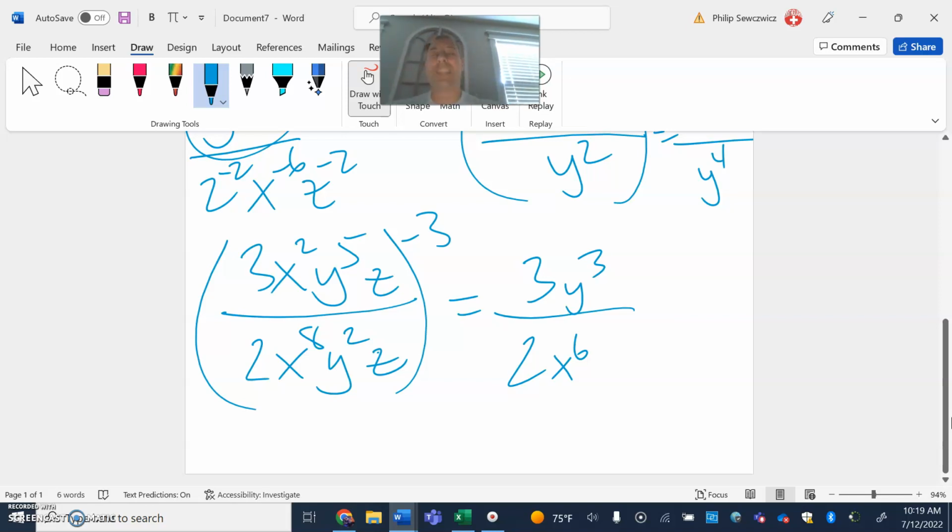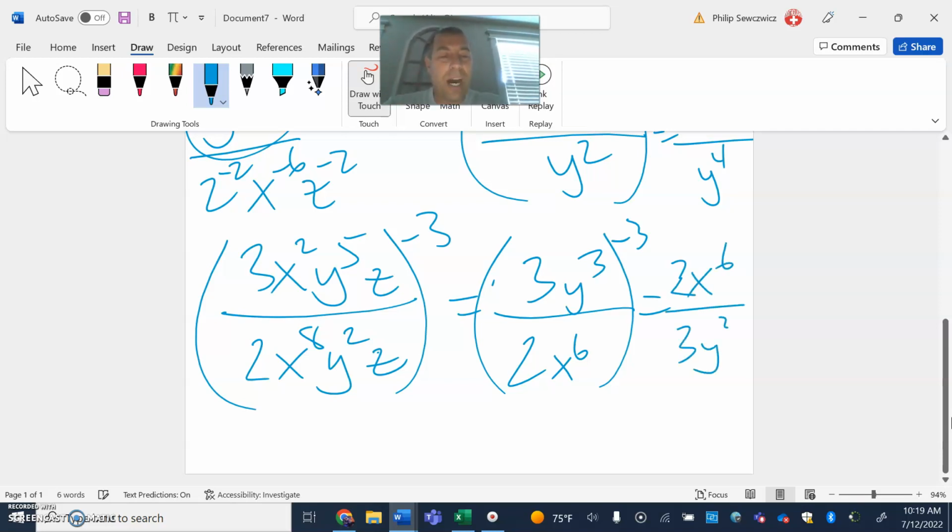That's another reason why I like to simplify at the beginning, is because now I don't have to deal with the z's with that negative third power. All right, so it is to the negative third power. So what I'm going to realize here is, because it's a negative exponent, that's going to flip everyone. So it's just going to be 2x to the 6th over 3y to the third. And now we're just raised to the third power. Positives. We're in a good spot here.